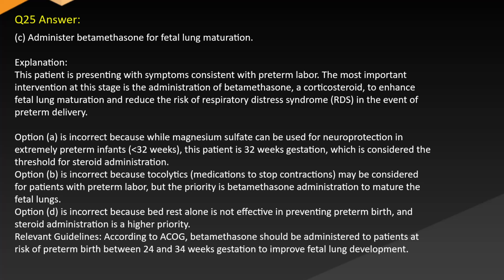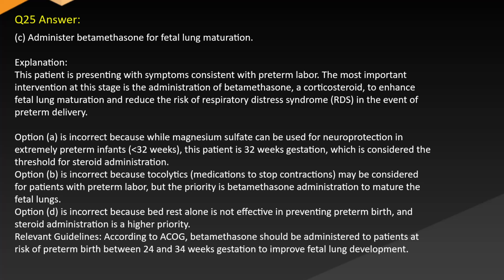Answer: C. Administer betamethasone for fetal lung maturation. Explanation: this patient is presenting with symptoms consistent with preterm labor. The most important intervention at this stage is the administration of betamethasone, a corticosteroid, to enhance fetal lung maturation and reduce the risk of respiratory distress syndrome (RDS) in the event of preterm delivery.